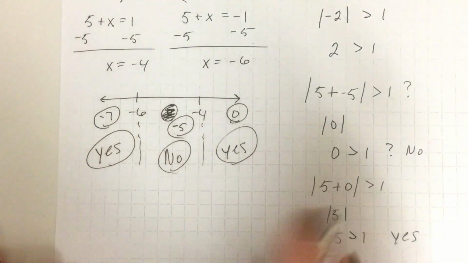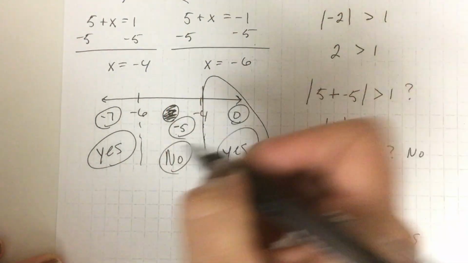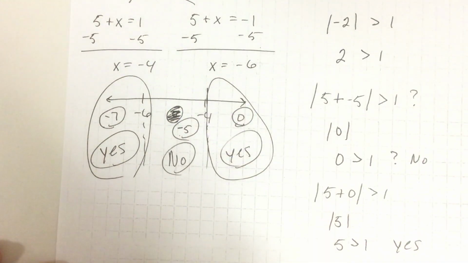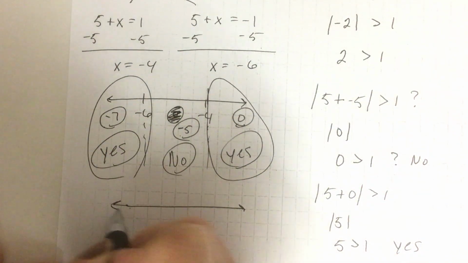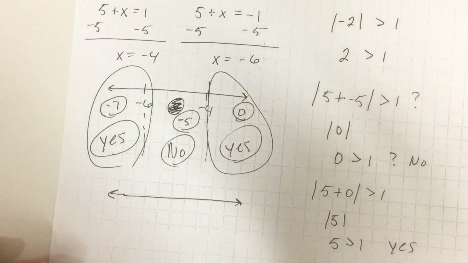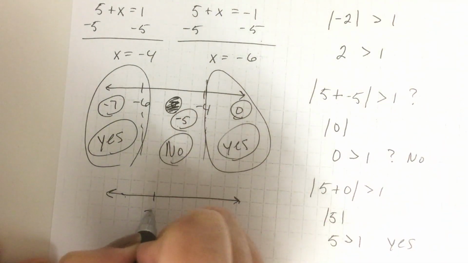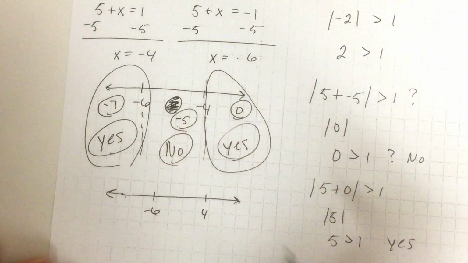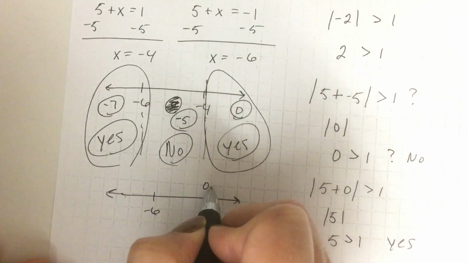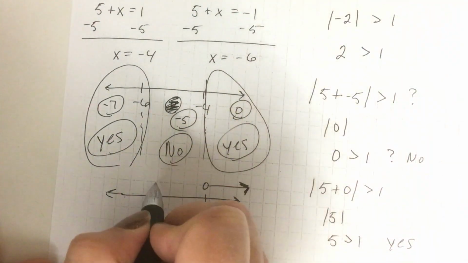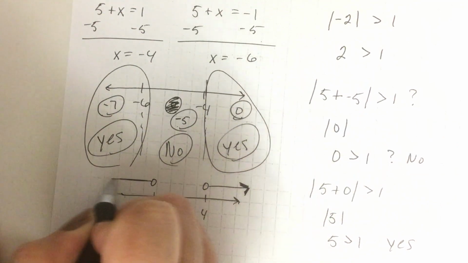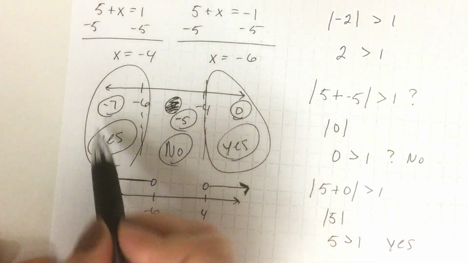Okay, so my result here is everything bigger than negative 4 and everything smaller than negative 6. So if I go to my number line to show my answer, I mark negative 6, I mark negative 4. I'm going to have an open circle shaded to the right because I want all the numbers in this section. And I'm going to have an open circle shaded to the left because I want this section.